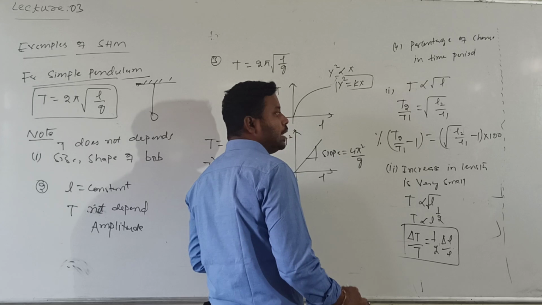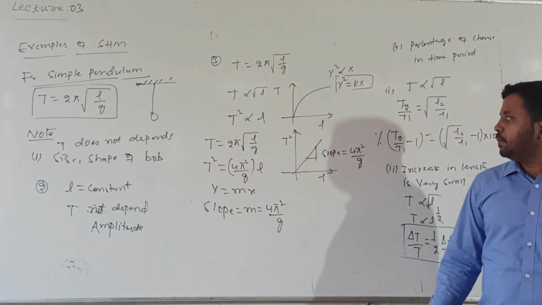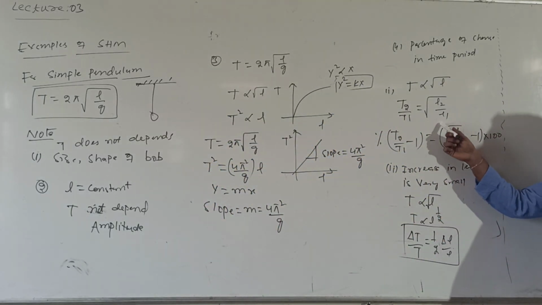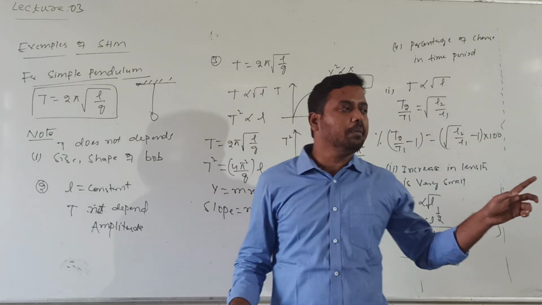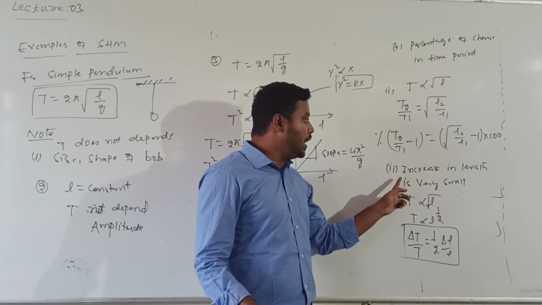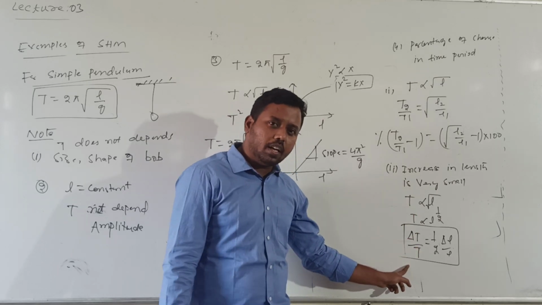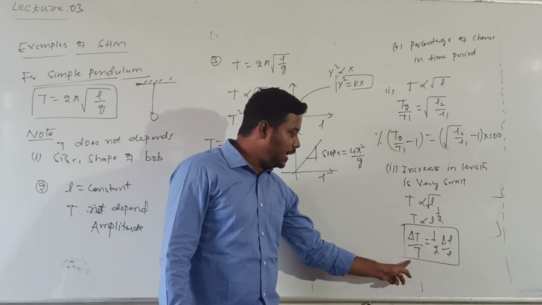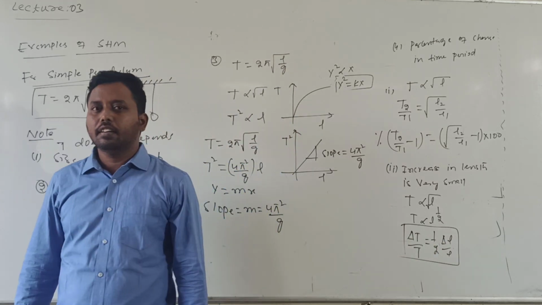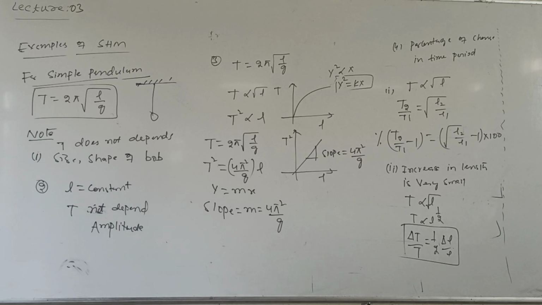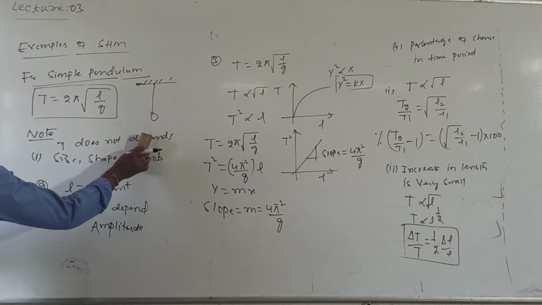Whenever you want to calculate the percentage, you can use any one method, but whenever the increase in the length value is greater, you can use the general, normal method. Whenever the increase in the length value is smaller, then you can use delta T by T is equal to 1 by 2 into delta L by L. Point clear? So that is how to calculate the time period.